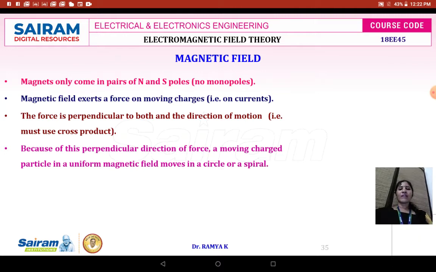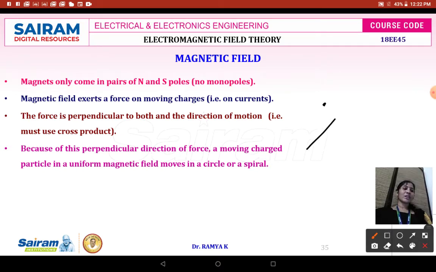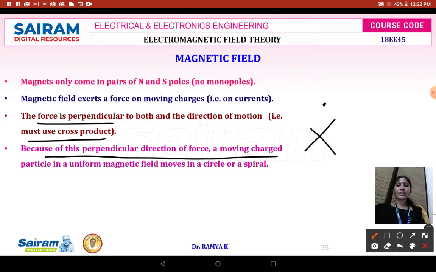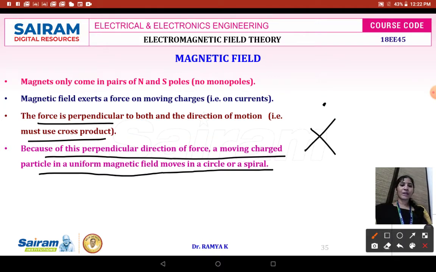Next, a magnetic field exerts a force on a moving charge, that is on current. Here the force is perpendicular to both the direction of the motion and the field, and we must use a cross product. The other difference between electrostatics and magnetostatics is that in electrostatics we use a dot product, whereas in magnetostatics we use a cross product. Because of this perpendicular direction of the force, a moving charged particle in a uniform magnetic field is going to follow a circular or spiral path.